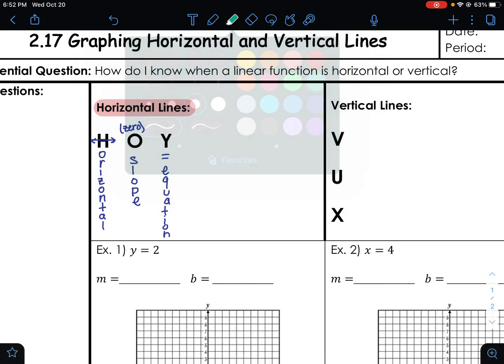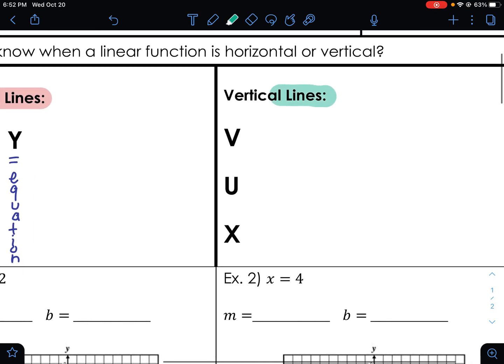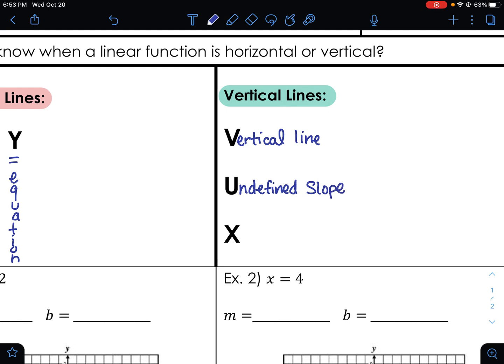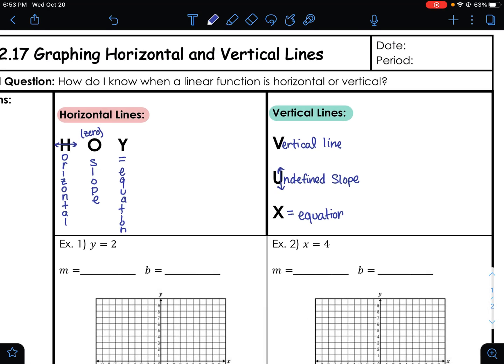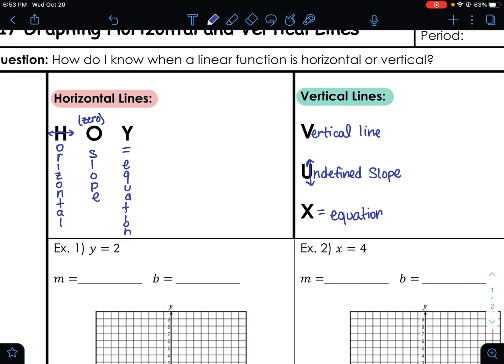Okay, then we have vertical lines, which uses the VUX part. Okay, it stands for vertical line. Undefined slope. And it's an X equals equation. Okay, and to help us remember that, we usually have the undefined line or the vertical line as part of the U. So HOI-VUX. So anytime we see an equation with just a Y equals or an X equals, that's how we know it's a HOI-VUX problem.